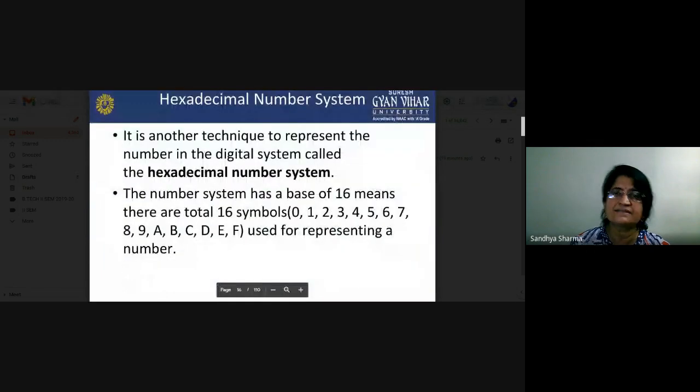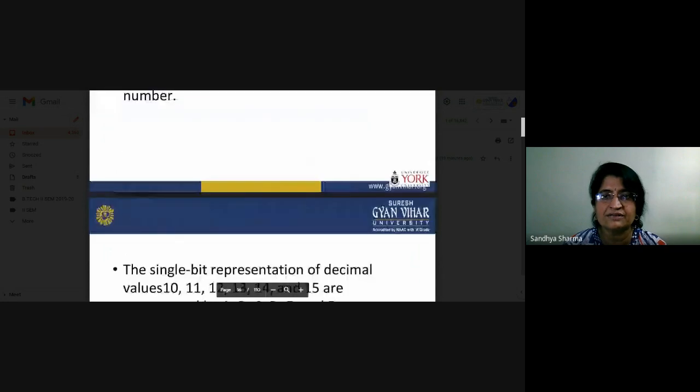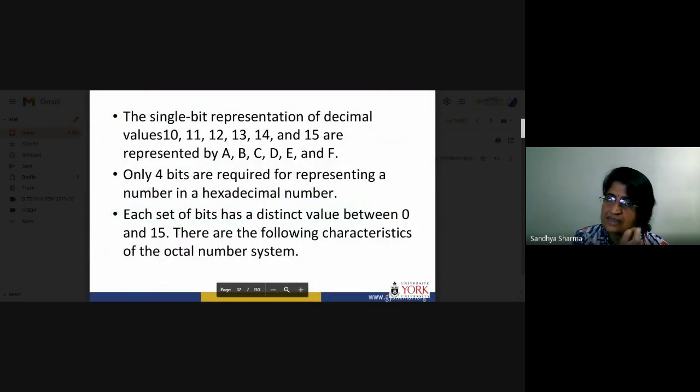Again, we will switch to the hexadecimal number system. As we know, the hexadecimal number system has 16 symbols. 0 to 9 are the numeric symbols, and A, B, C, D, E, F are the alphabetical symbols. So the total number of symbols is 16, and these symbols are used to represent our hexadecimal number system. A, B, C, D, E, F represent 10, 11, 12, 13, 14, 15. So when you convert a hexadecimal number into a decimal number, we have to put the decimal value of these letters A, B, C, D, E, F. This is basically a representation of only 4 bits.